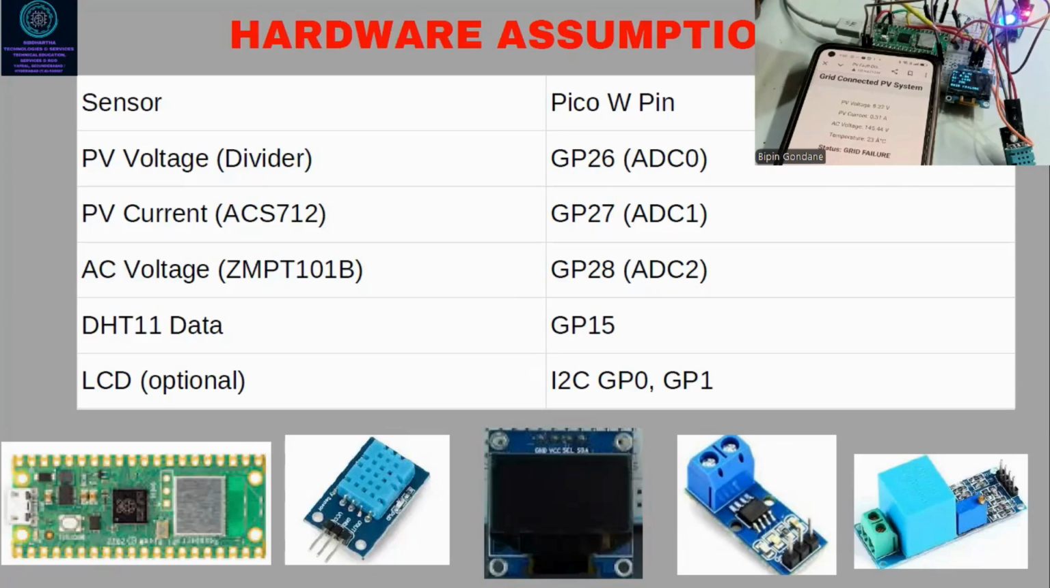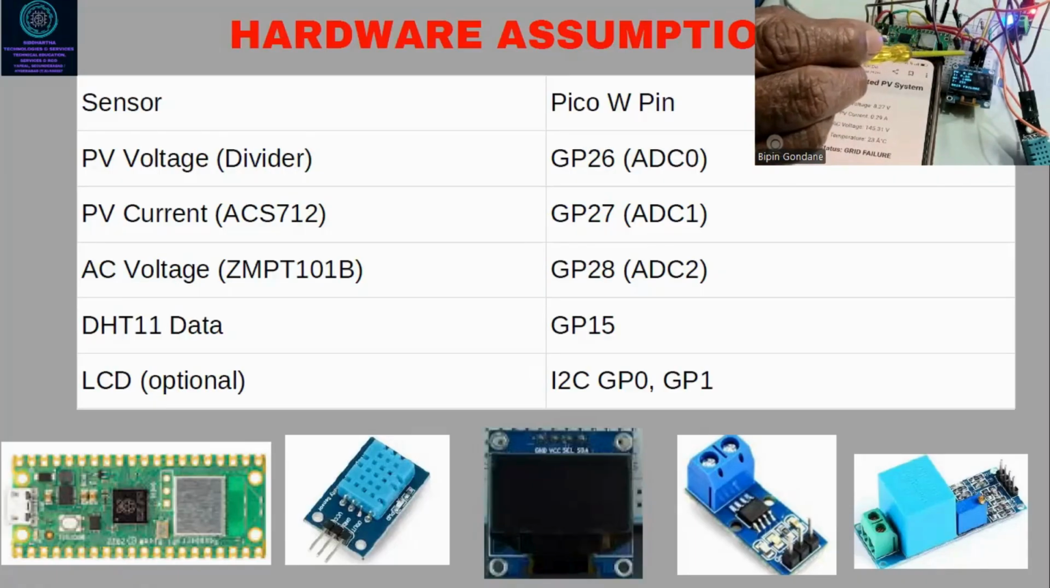This is my DHT pin, my temperature sensor, connected to pin number 15, which is coming over here. For the LCD, SCL and SDA are connected to GPIO 0 and 1, which come here in the corner. These are the connections, as you can see on your screen.